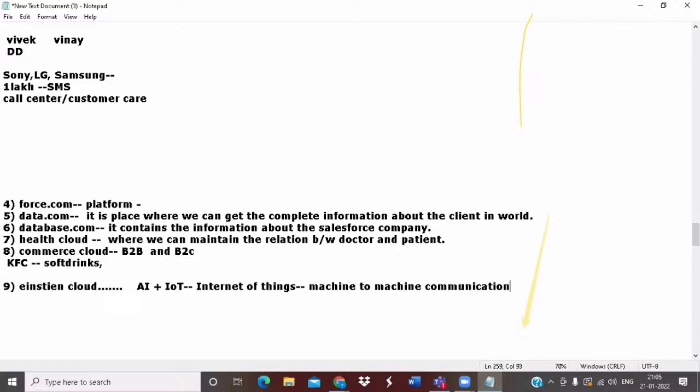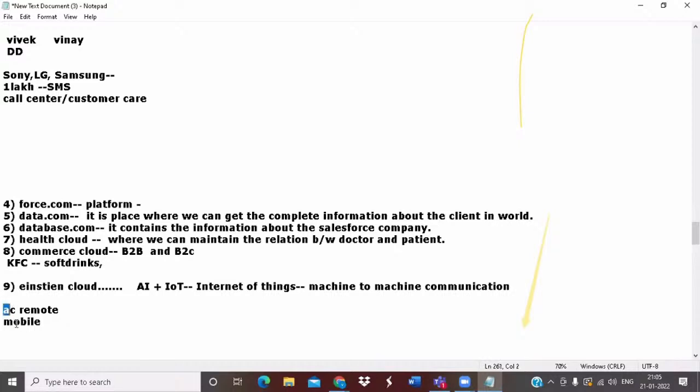Machine to machine communication means, suppose I want to switch on the AC in my bedroom. Generally we need to use the AC remote, yes or no? Yes, sir. But without using the AC remote, using my mobile I can also start my AC.